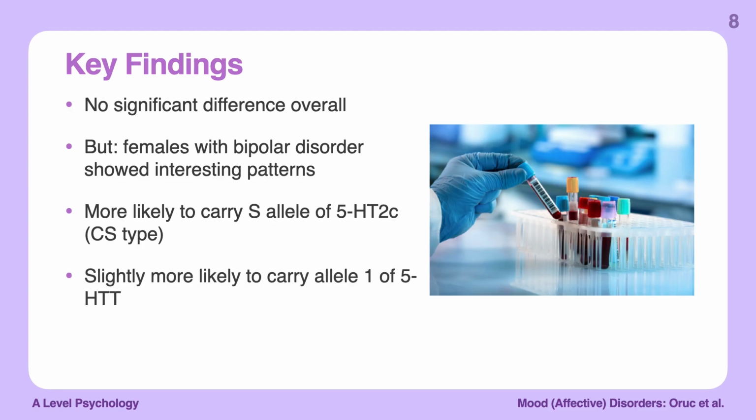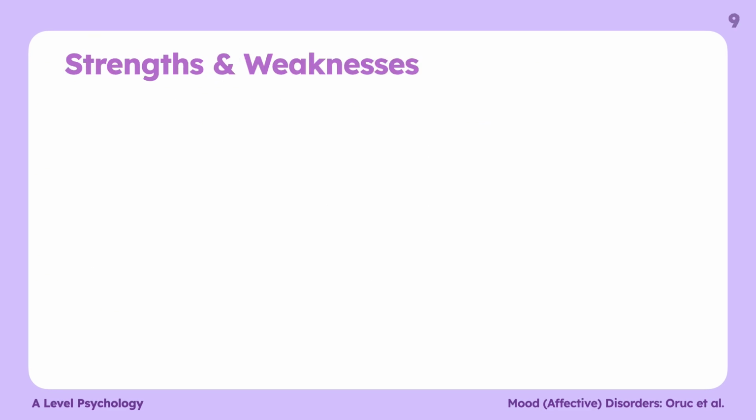They were also slightly more likely to carry allele 1 of the 5-HTT gene. Again, this was only in females, not in the overall sample. This reinforces the idea that genetic vulnerability might work differently in men and women. So what should we make of these findings? Let's evaluate the strengths and weaknesses of this study.